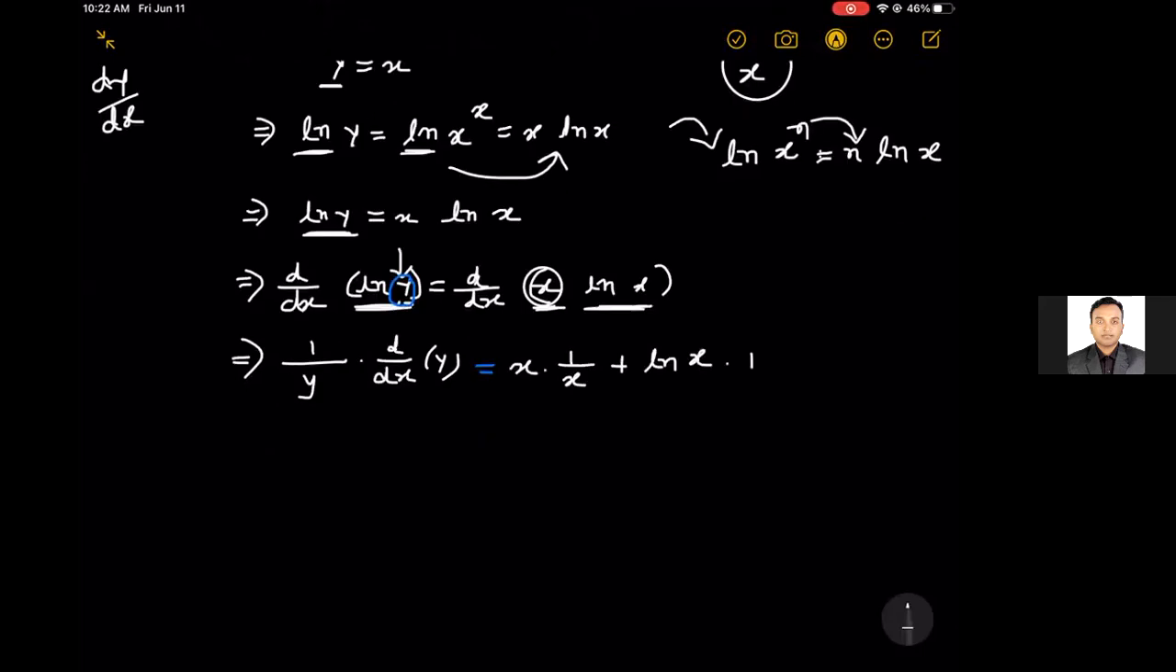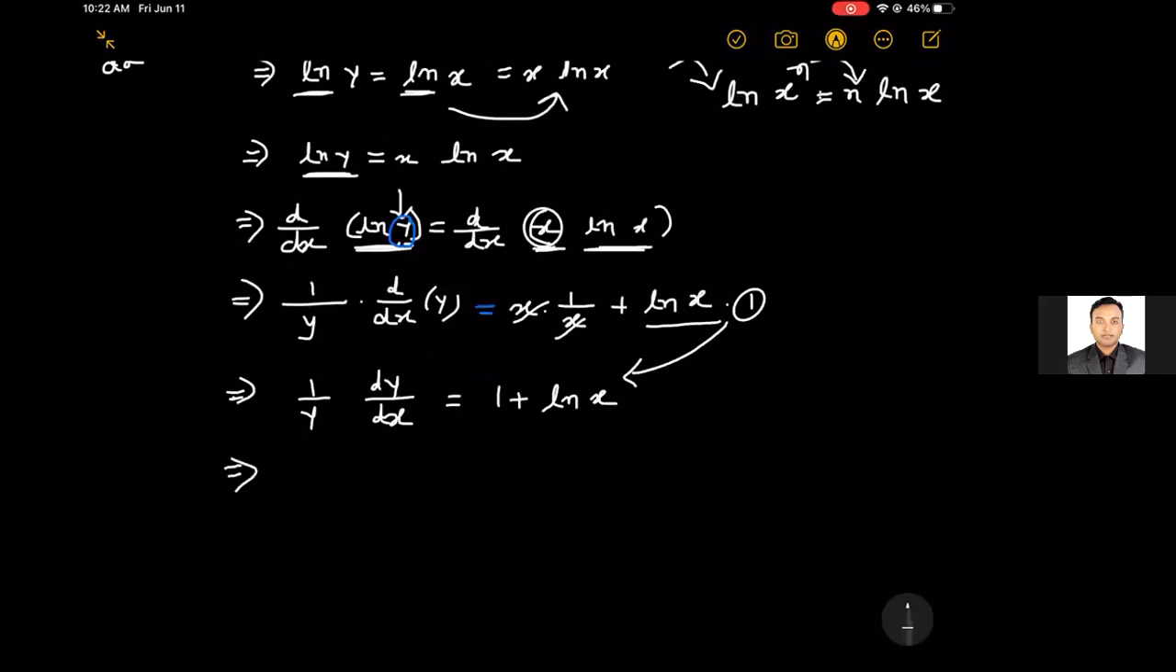So we are done with the derivative part, okay? So on our left, we have 1 over y dy dx. On our right, we have 1 plus natural log of x. Do you agree? I've just simplified it, nothing else. This x and x get cancelled. And of course, we have natural log of x here because multiplied by 1, it gives me the same thing. Slight simplification.